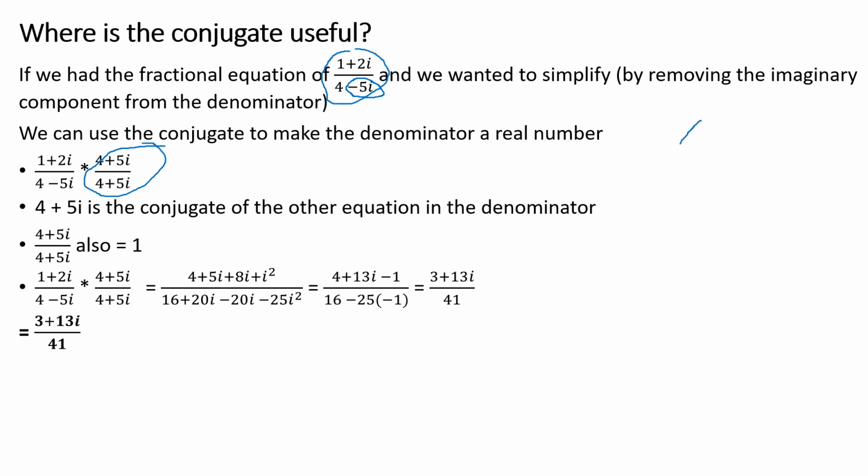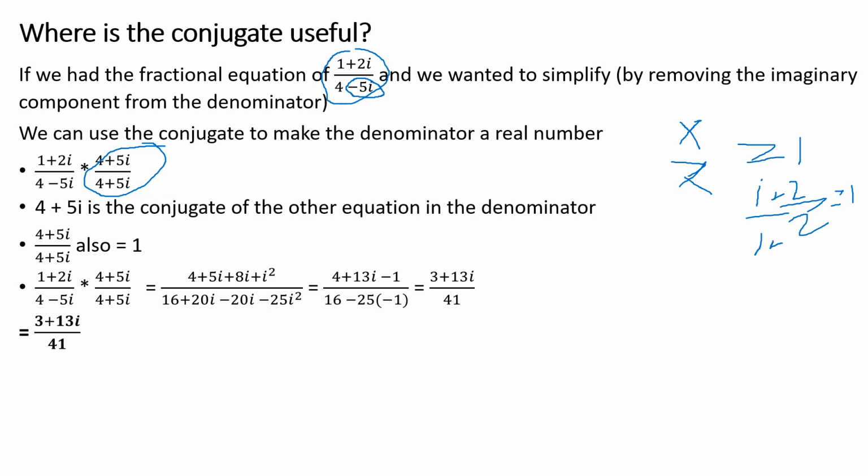And as you know, anything over itself is 1. So I can multiply any fraction or anything by 1, and I still get the same answer. x over x is 1. i over i is 1. If you want to get technical, i plus 2 over i plus 2 equals 1.